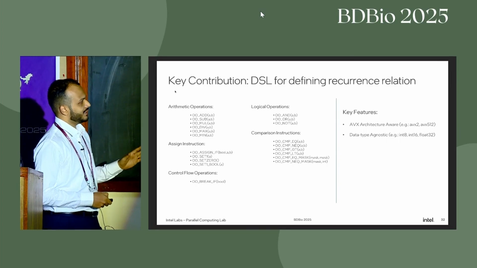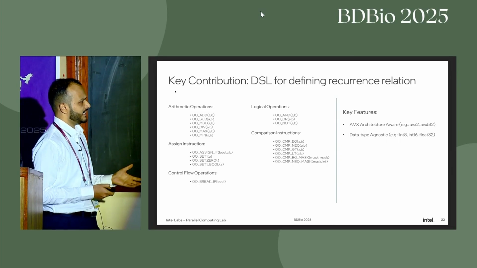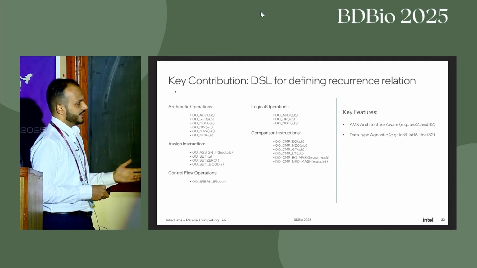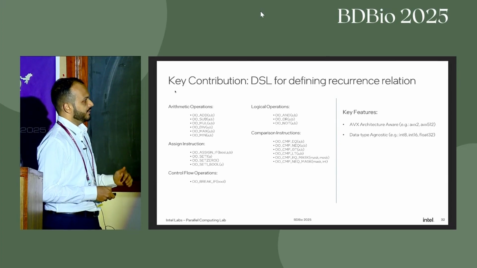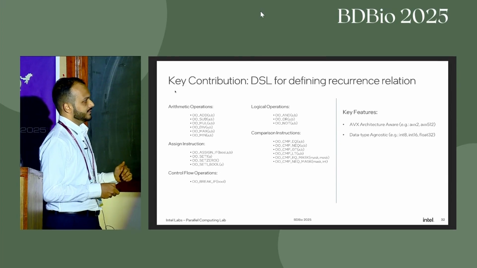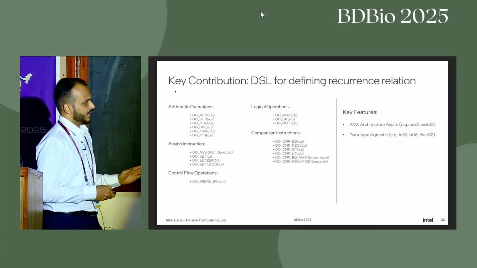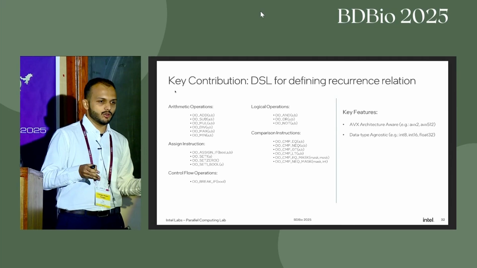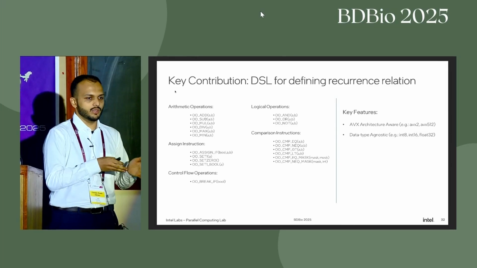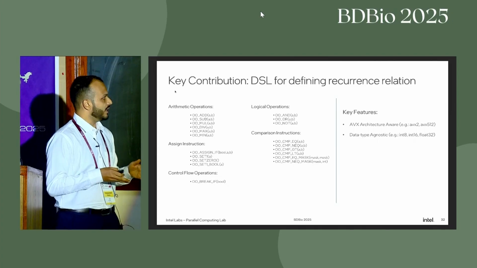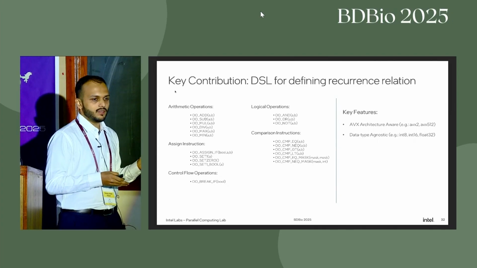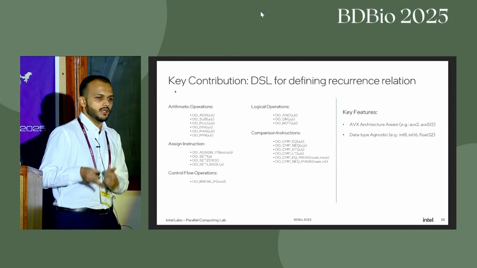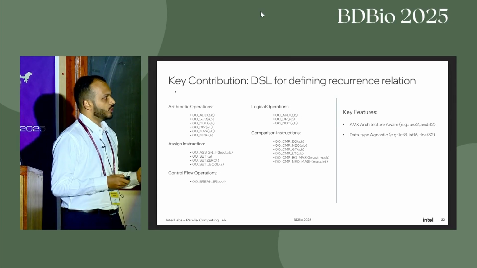This DSL is basically a domain-specific language. It is a set of instructions, and this set of instructions is sufficient to write any kind of recurrence relation. The key feature of this DSL is that it is AVX architecture aware. You may know or not know, but there are CPUs which have different kinds of AVX: AVX, AVX2, AVX-512. AVX-512 is better than AVX2. So when you use our DSL, it automatically detects which AVX unit is there in your CPU and uses instructions for that. So the user does not have to worry.